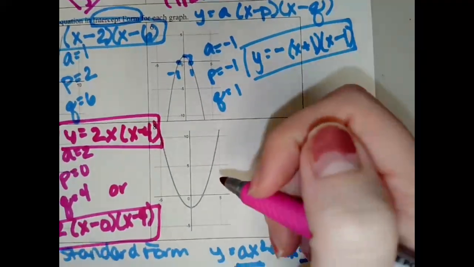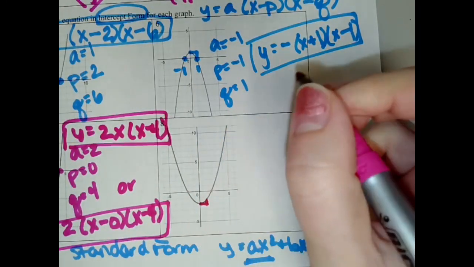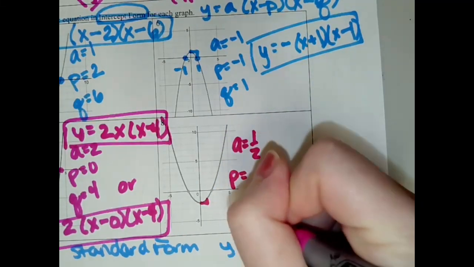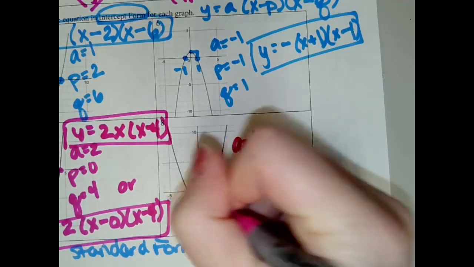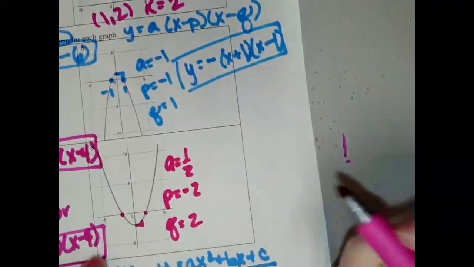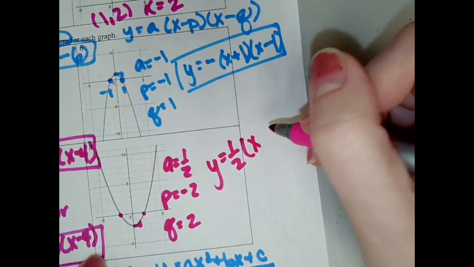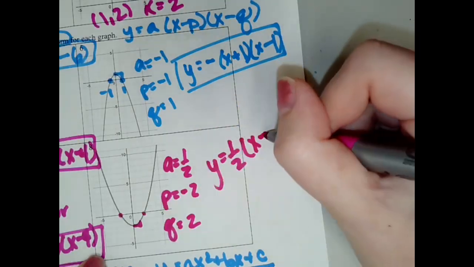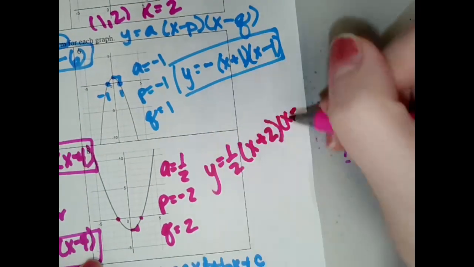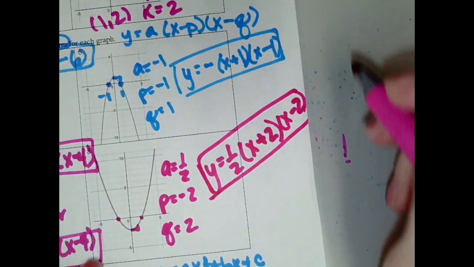Let's take a look at the next one. Once again, A, P, and Q. If I move right 1 from the vertex, it looks like I only went up half a unit, so A is 1/2. P and Q, what are the intercepts? It appears to be at negative 2 and positive 2. Take these values, plug them into the equation, so A times x minus, so minus a negative 2 is a positive 2, and then x minus a positive 2 has that expression, x minus 2. And that's our answer.